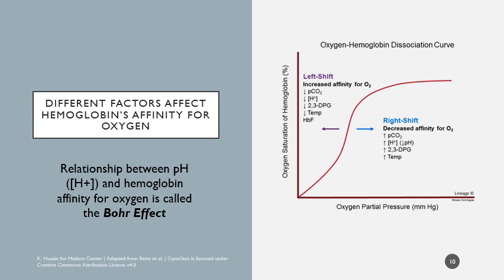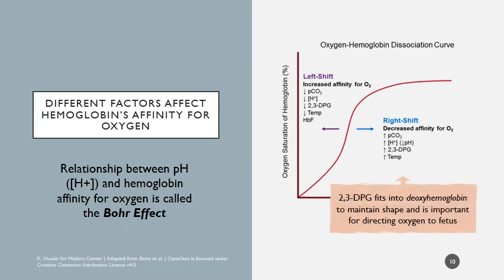So here we see this 2,3-DPG. Just so you know what that is, a molecule that fits into deoxyhemoglobin, and it helps maintain the shape. So if there's more of that, then the hemoglobin is going to give up oxygen a little bit more readily because it's preferentially binding to that 2,3-DPG. So that's involved in fetal hemoglobin as well, and we'll talk about it in terms of altitude sickness at the end of the lecture.